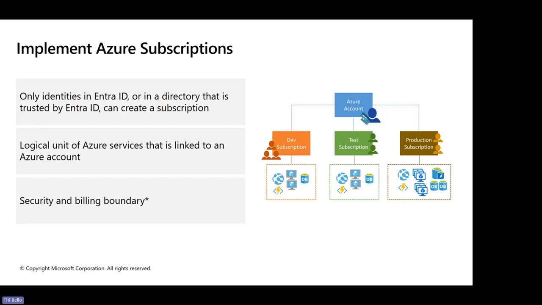In the account, only identities in Entra ID, or in a directory that is trusted by Entra, can actually create a subscription. Somebody coming from another tenant cannot come to your tenant and spin up or create a subscription within your tenant. So it must be an account that exists within your own Entra ID that came with the account that you created.